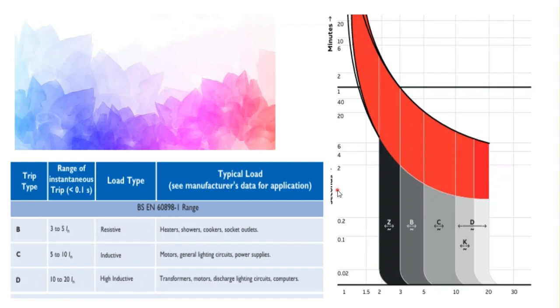So selection of the MCB based on its trip curve is very important. We cannot use type D MCB for resistive load. We cannot use B type MCB for highly inductive load or even inductive load. This is the most important part of what I understand about MCBs, and I hope this video was informative to you.